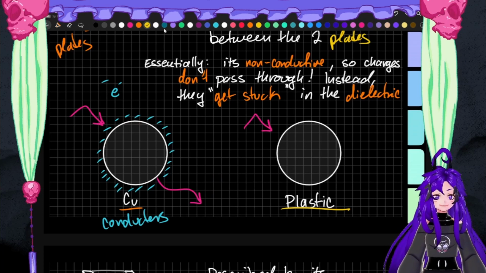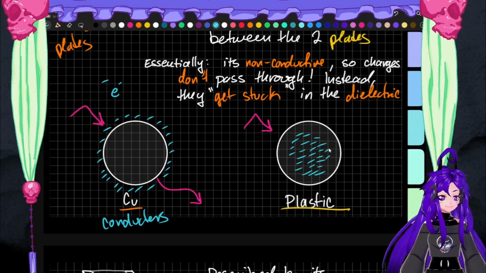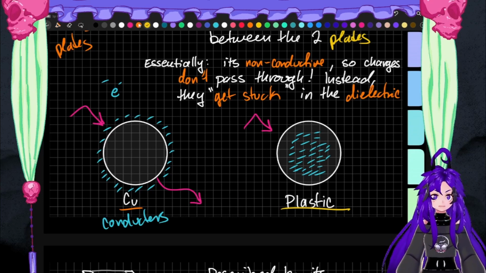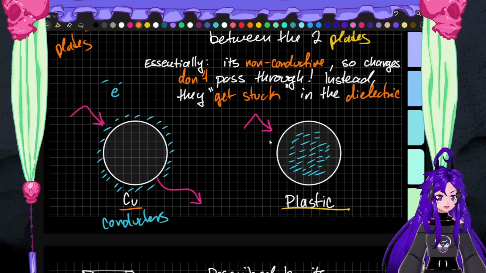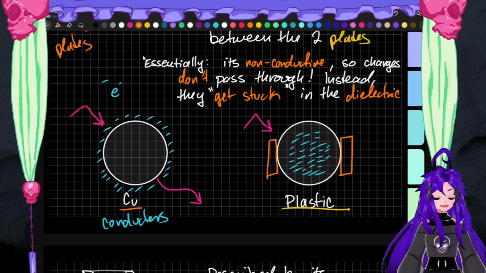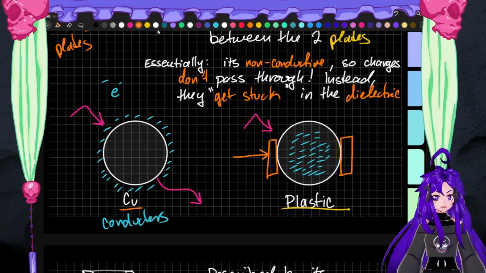Plastic, on the other hand, is non-conductive, right? If you were to put a current on this, the charges hang out on the inside and they concentrate there. They don't transfer out very easily. So we've sandwiched something that is conductive on either side of something that is non-conductive, and we have loaded a current on it.